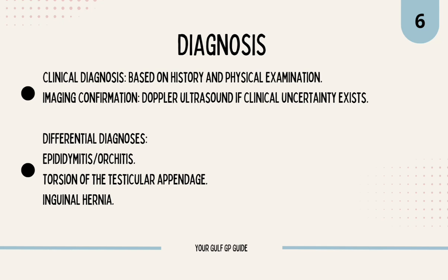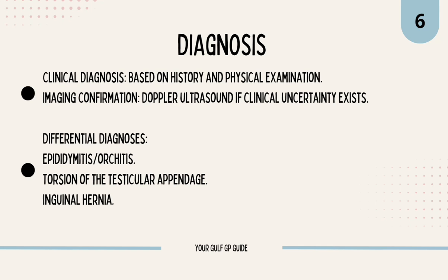They may ask about differential diagnosis, so you can say it is epididymitis, epididymo-orchitis, torsion of the testicular appendage, and inguinal hernia. And you should also know how to differentiate all of this. As I have already said, in case of infection, the Prehn's sign will be positive, urine analysis will show pus cells, and the patient may have fever. All of this will be negative in case of torsion of the testicular appendage.